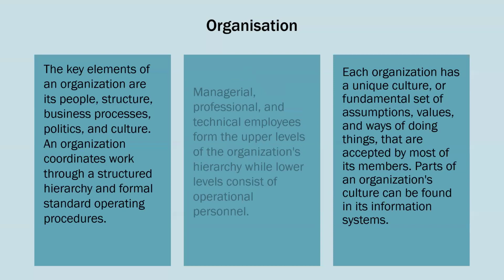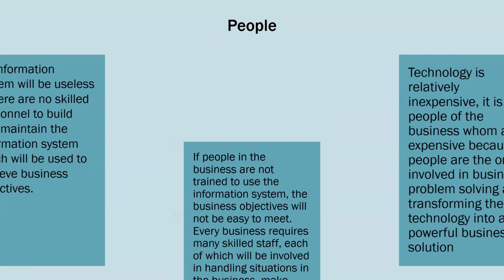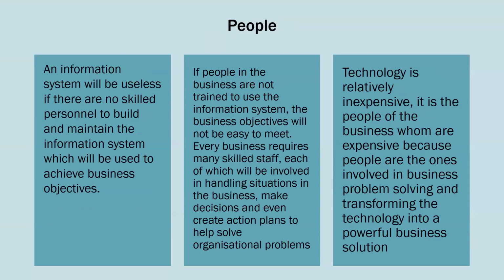Now let's look at the people. Information systems will be useless if there are no skilled personnel to build or maintain the information system, or even to use it, right? And one thing you need to understand is that when companies are buying IT infrastructure, it's unlike individuals. People will be like, hey, there's a new phone I need to buy, the latest phone. Companies don't do that, right?